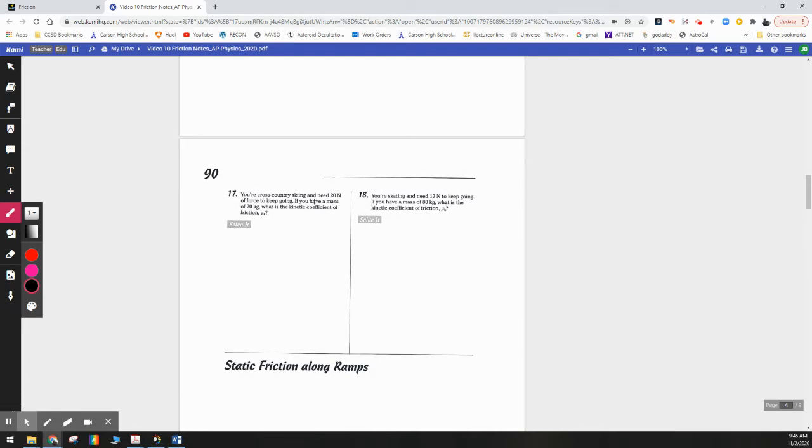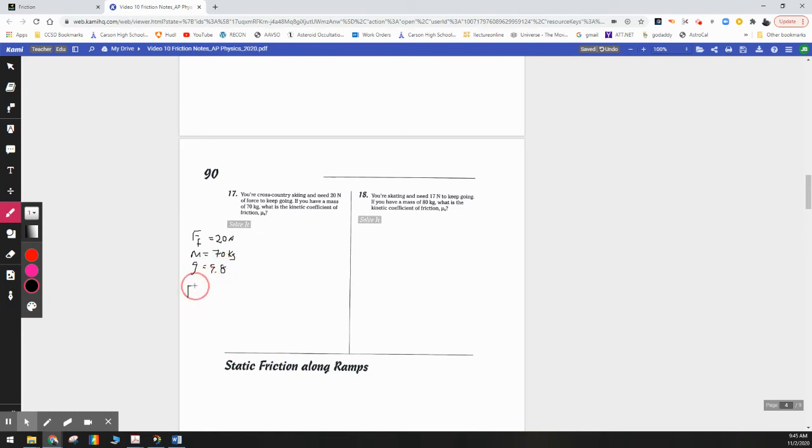You're cross-country skiing and you need 20 newtons of force to keep going. If you have a mass of 70 kilograms, what is the kinetic coefficient of friction, mu k? All right, so again here, the force of friction that I need to apply is 20 newtons, so I can move or keep moving. My mass is 70 kilograms. We'll write it down here, 70 kilograms. And g, of course, is 9.8. So this is the given information here.